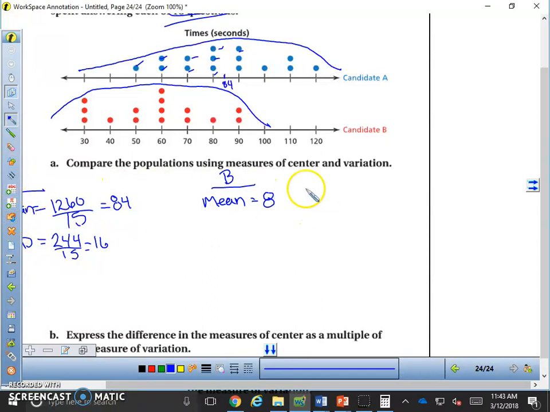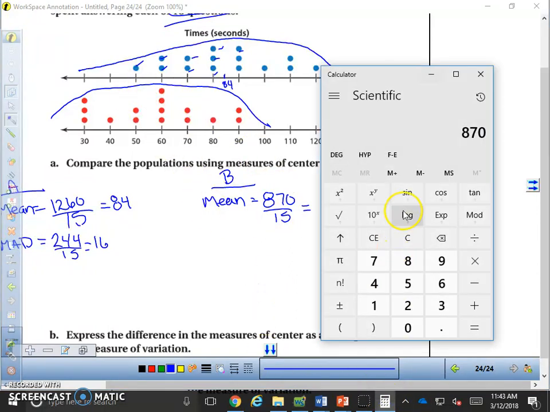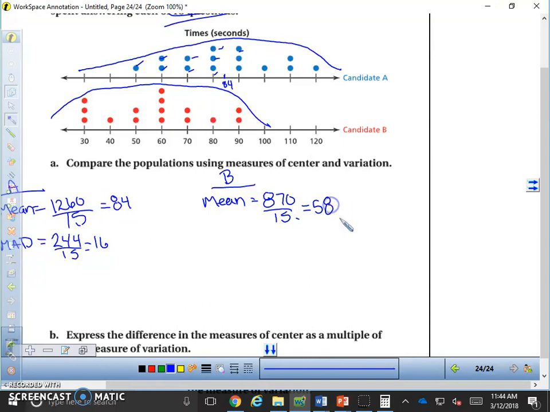870 divided by 15 equals, divide by 15, 58. The mean is 58 minutes here.